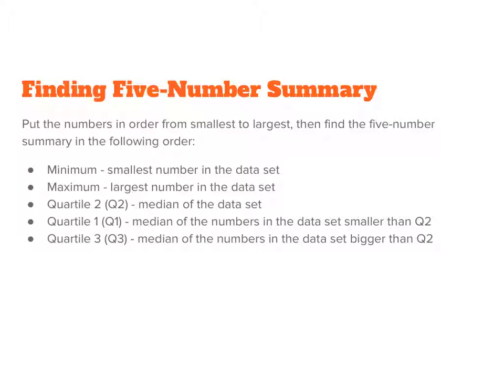Then we're going to find quartile 2, or Q2. That's the middle of the entire data set. From there we can find the quartile 1, or Q1. That's going to be the median of the numbers in the data set that's smaller than Q2. Then we're going to find quartile 3, or Q3. That's the median of all the numbers in the data set that are bigger than our Q2 value.